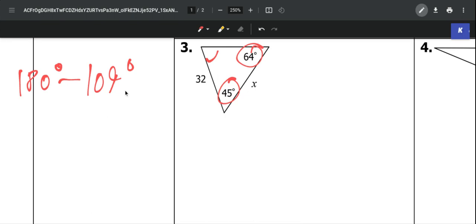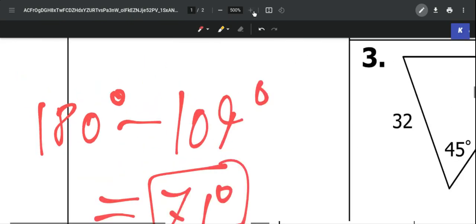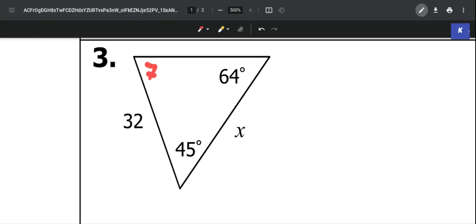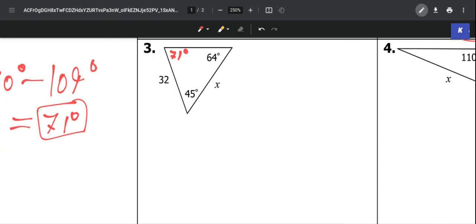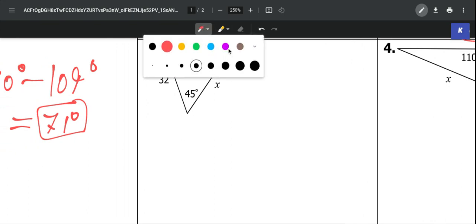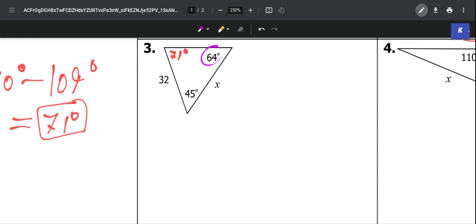All right, 180 degrees minus 109 degrees is going to be equal to 71 degrees. So the measure of this angle that we need is 71 degrees, which let me zoom in so I could actually put it in there. 71 degrees. All right, so now, if you see, we have 64 degrees, and the angle opposite of that would be 32. And then we have 71 degrees. The angle opposite of that would be x. So we have everything we need for our proportion. We don't really care about this 45 degrees anymore.